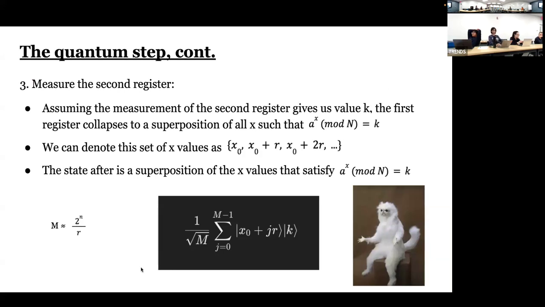Here you see the mathematical representation of what happens after that, where j is just an integer multiple of r, order r. K is the value that we find after the measurement of the second register, and m is approximated to 2 to the power of n over r.